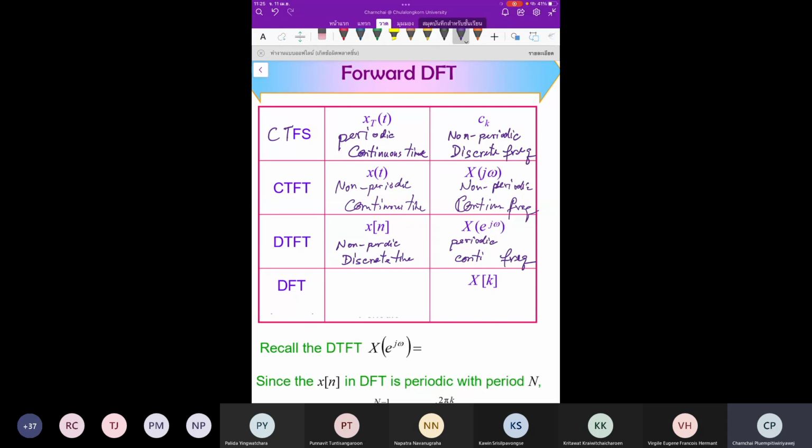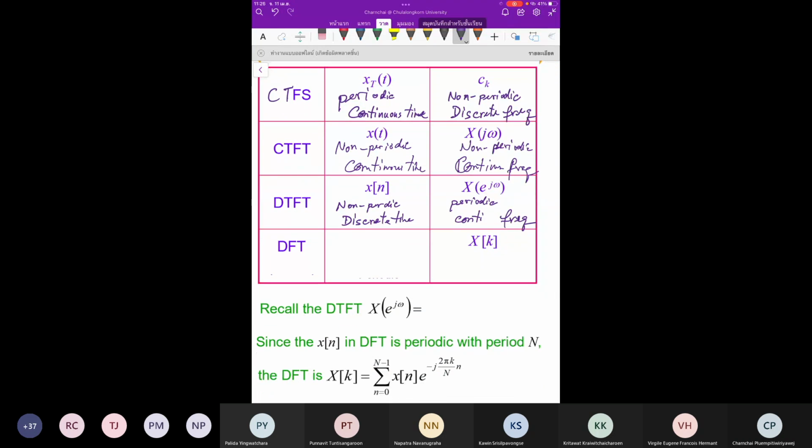And the DFT, where's the x[n]? This x[n] is periodic with period N, so this is periodic, discrete time, of course. X[k] is also periodic, discrete frequency.